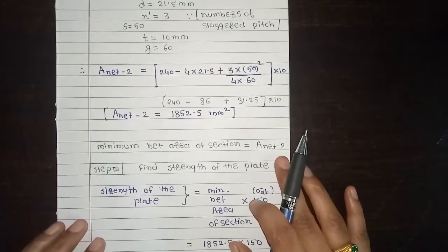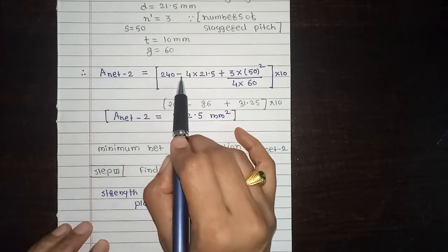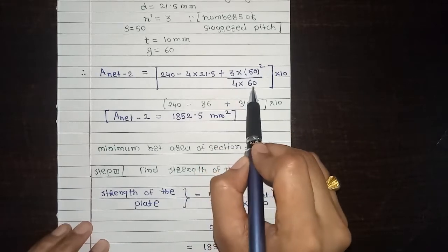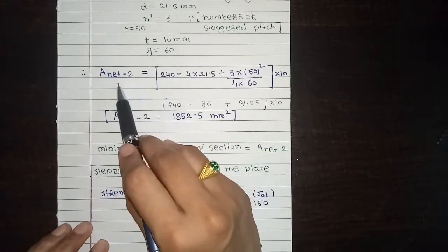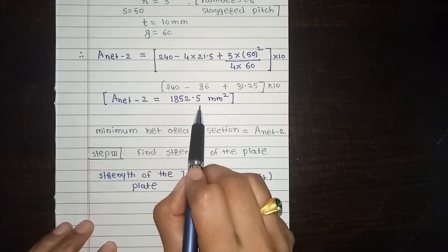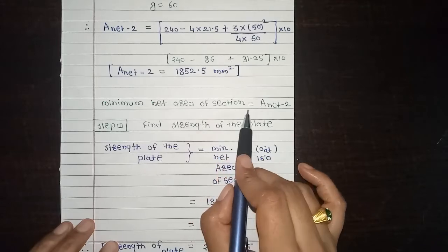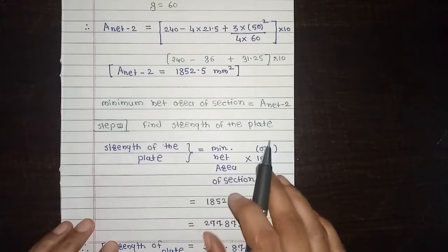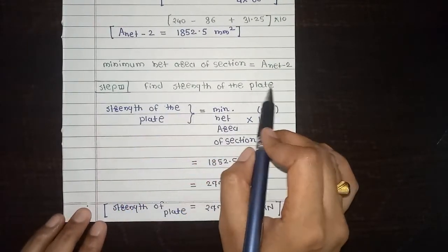So put the values, what is the formula? A net 2 is equal to (B minus nd plus n dash s square divided by 4g) into t. Put the values in this formula, then we get A net 2 is equal to 1852.5 mm square. So minimum net area of section is A net 2, 1852.5.